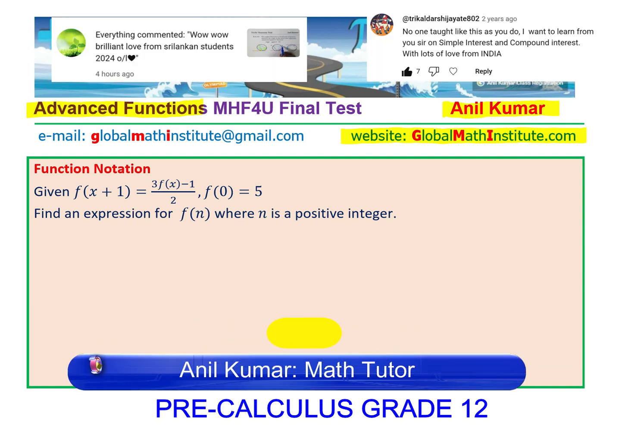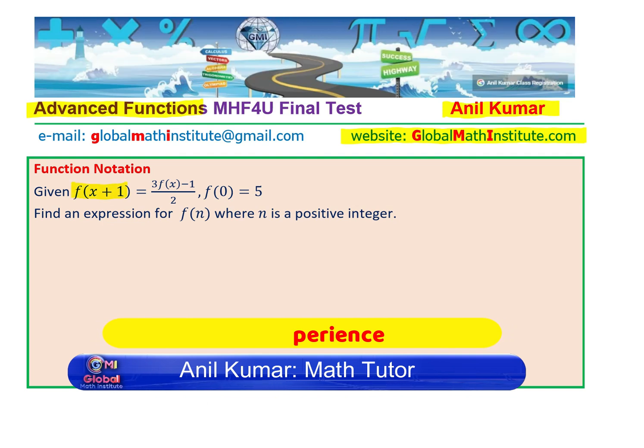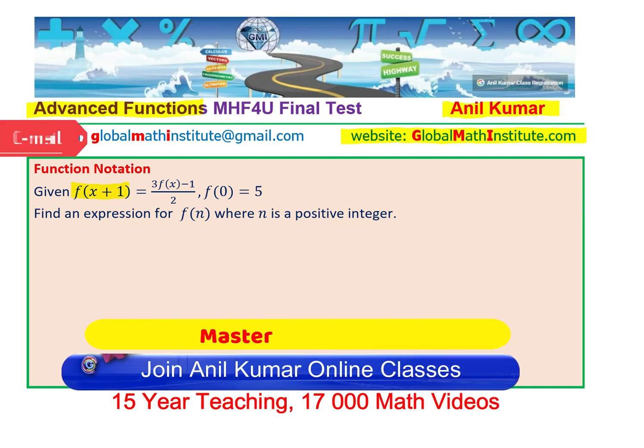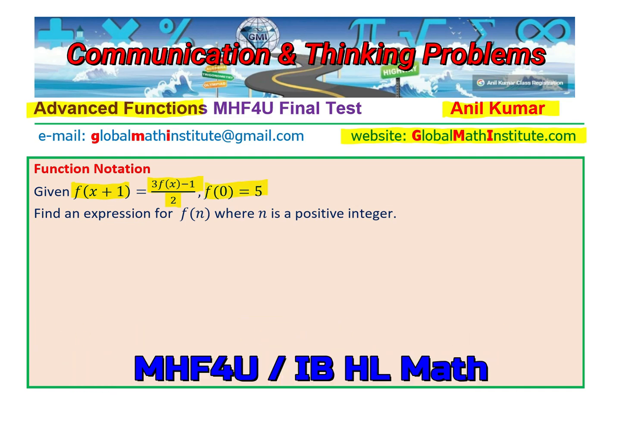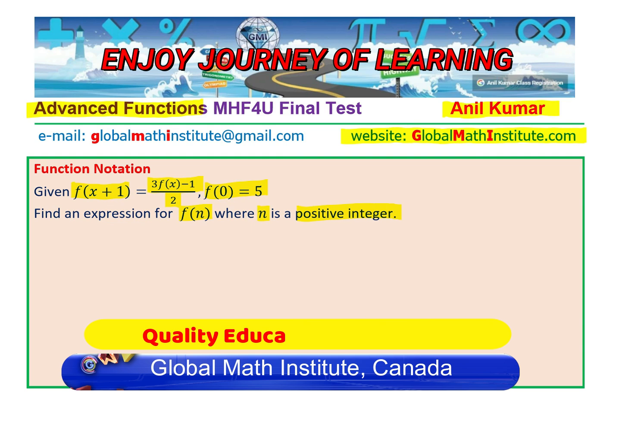The question here is: given f of x plus 1 equals 3 times f of x minus 1, divided by 2. We are also given that f of 0 is equal to 5. Find an expression for f of n where n is a positive integer. You can always pause the video, answer the question, and then look into my suggestions.